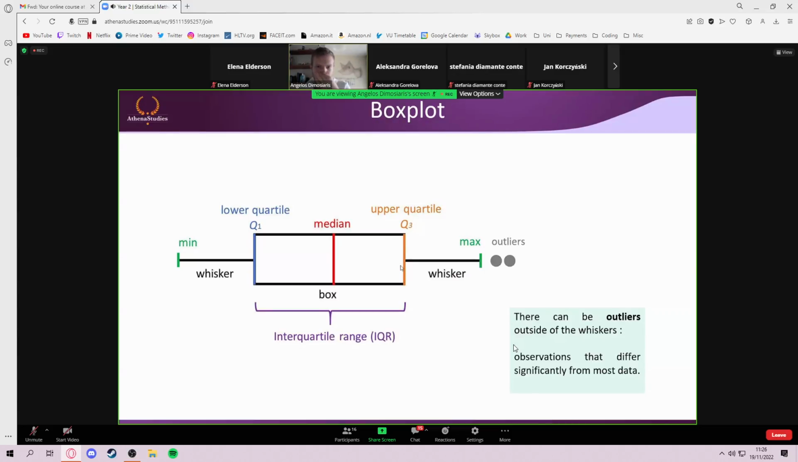Q3 is the 75th percentile. When it comes to outliers, these could be people that score extremely high or extremely low on your IQ score. This is the most important thing to remember when it comes to outliers: they are extreme values that differ significantly from the rest of the distribution.